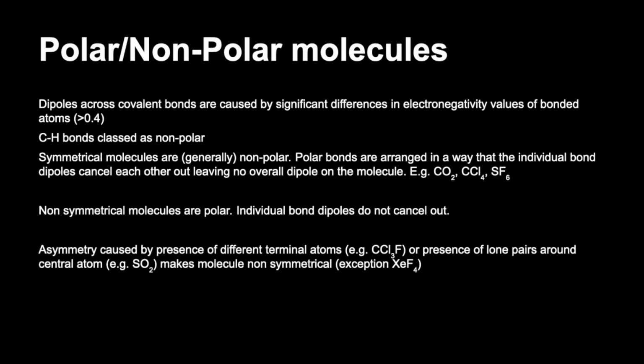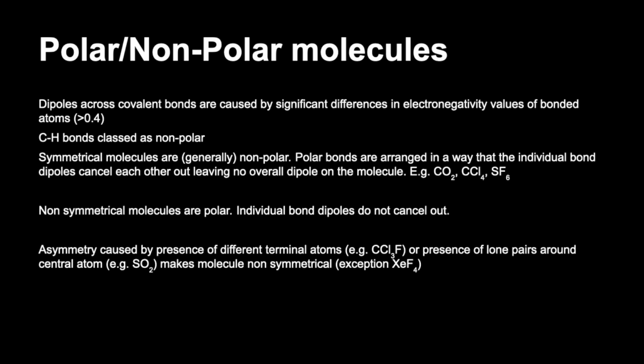The other thing that can cause a molecule to be polar is the presence of lone pairs around the central atom. So SO2 is polar. Remember, CO2 is non-polar. So SO2 is polar because there's a lone pair on the sulfur.